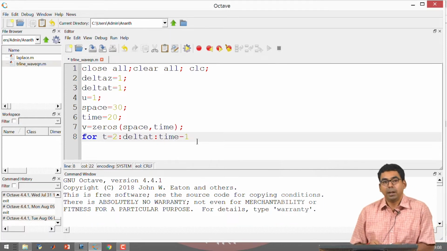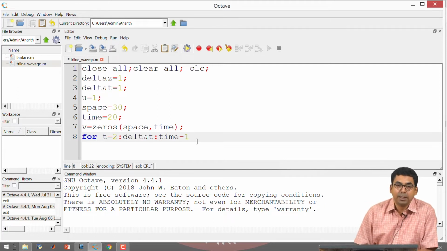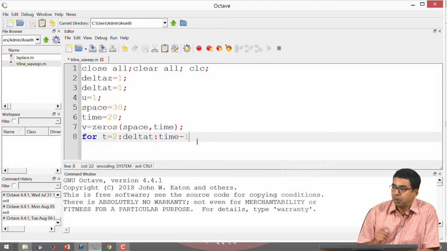by now you would already have guessed why I am using 2 to time minus 1. When we solve for the Laplace equation, we know that when we are taking central difference, you will go with array index out of bounds. So, you will have to start with the value next to the boundary and end with the value prior to the boundary. Right.